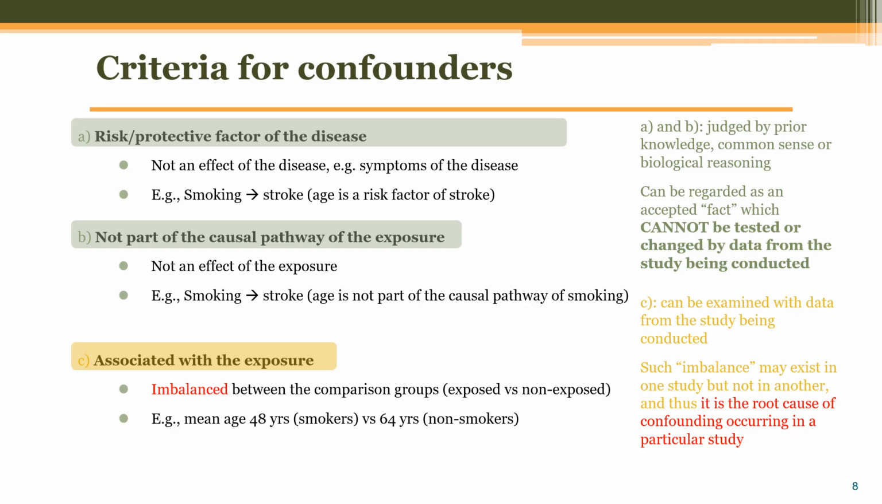However, we do need to use the data collected from our own study to test criterion C, that is whether the suspected factor is imbalanced between exposed and non-exposed groups. If there is no such imbalance, the factor cannot cause confounding bias to the results of our study. Therefore, the root cause of confounding bias in a particular study is that some factors that fulfill criteria A and B are imbalanced between the comparison groups.